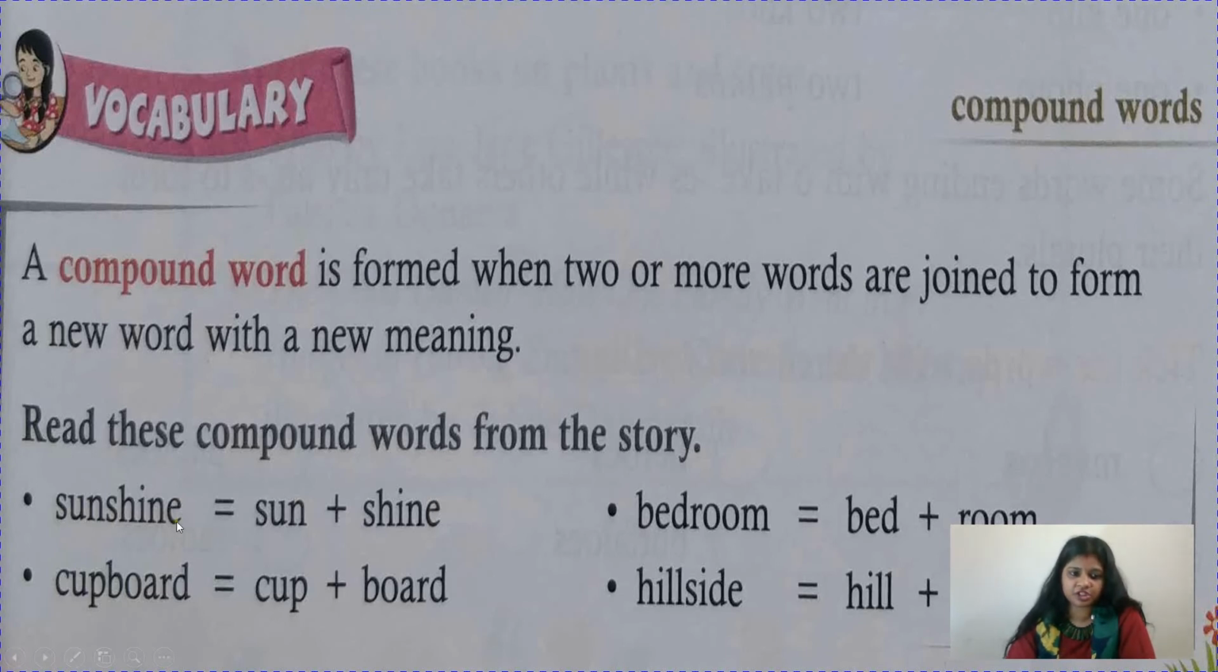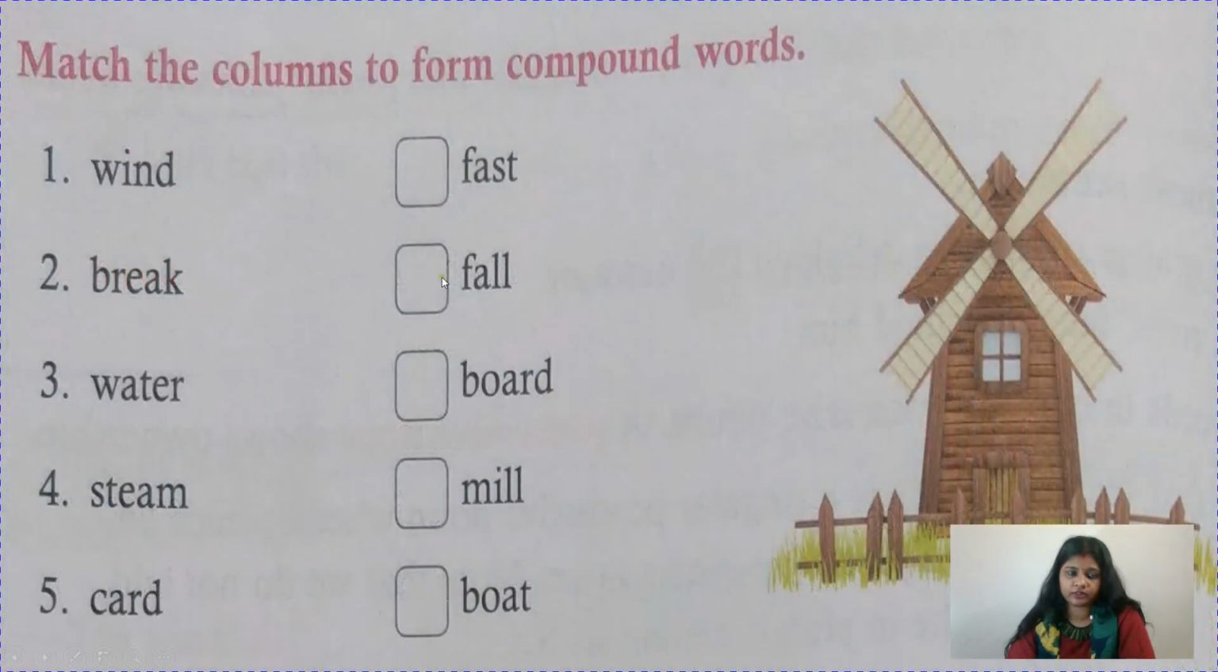So sunshine is equal to sun plus shine. All these three words are giving some meaning. So it is a compound word. In the same way, cupboard, bedroom, hillside. Fine. Now what you have to do here? You have to match the columns to form compound words.